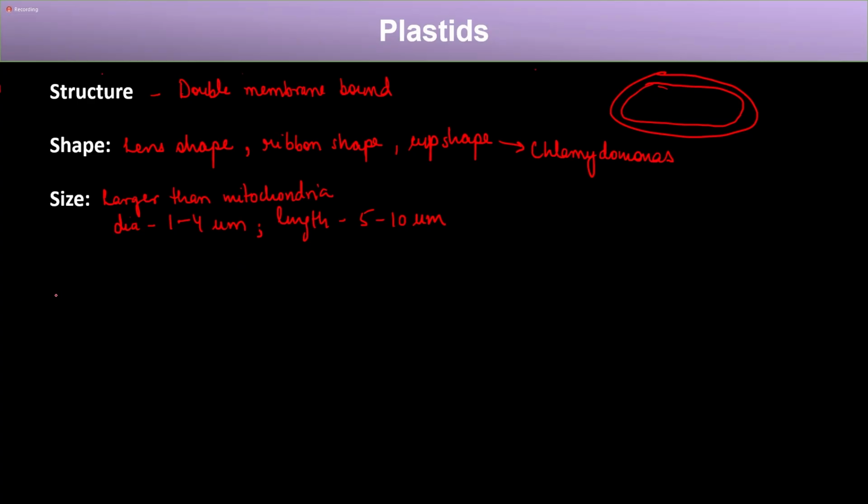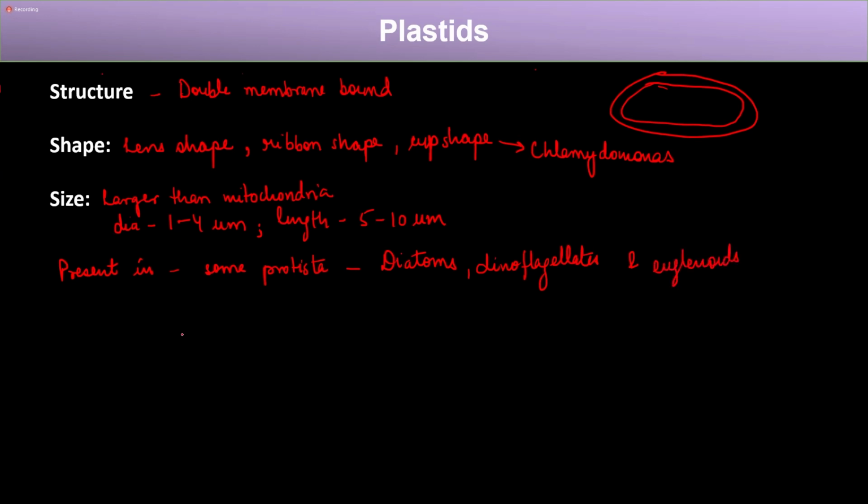Now, if we talk about its presence, it is present in some protists. Okay, so protista is a kingdom. So it is present in some protista like diatoms, dinoflagellates, and euglenoids. Apart from this, these are present in plants. Okay, and in plants, they are present in all plant cells. So plastids are present in all types of plant cells.